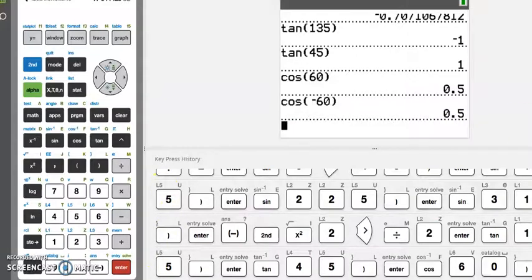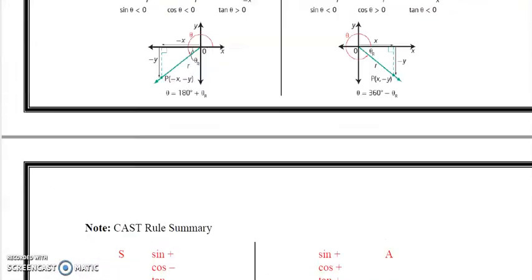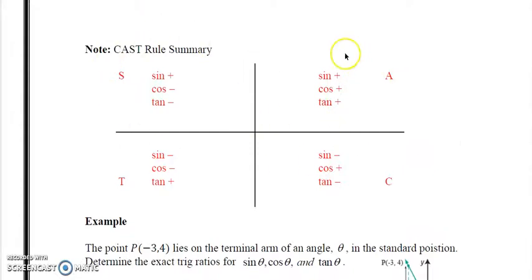Remember, we'll go back to this as the video comes to an end, because we're relating back to this quick summary here. All are positive in quadrant 1. That's 0 to 90. Sine is the only one that's positive in quadrant 2. The rest, cos and tan, are negative. Quadrant 3, sine and cos are both negative. Tan is positive. All right, and the last quadrant, quadrant 4, cos is positive, sine and tan are negative. So we'll pick it up in the next video on page 13. We'll finish that off, and then we'll continue on.